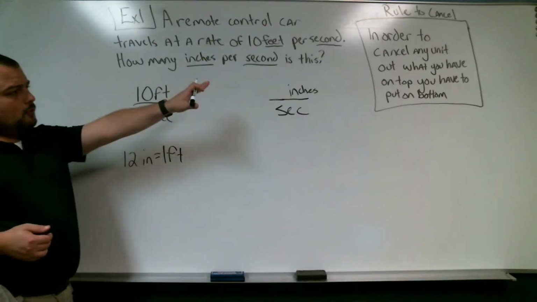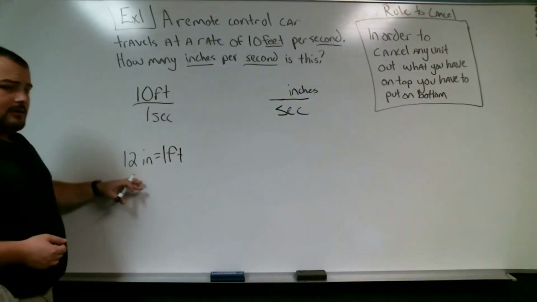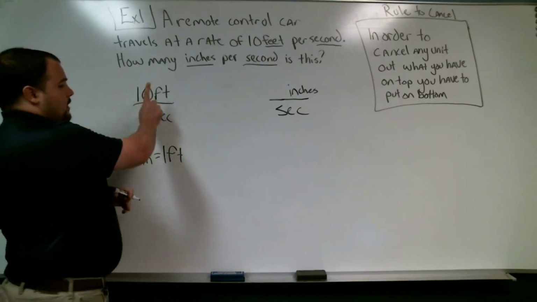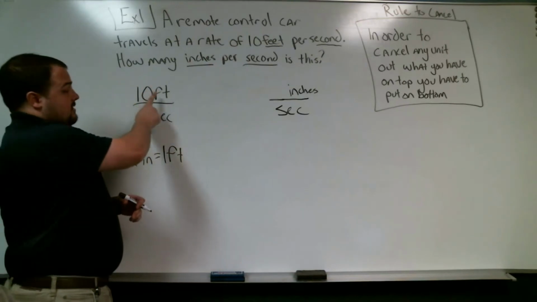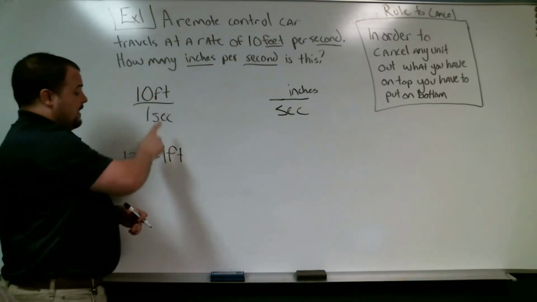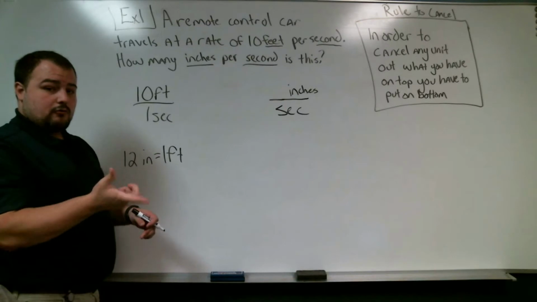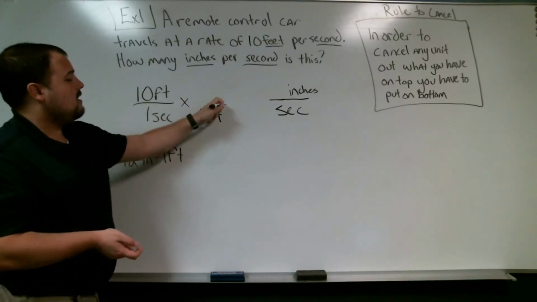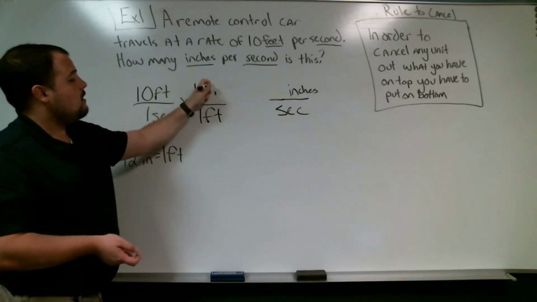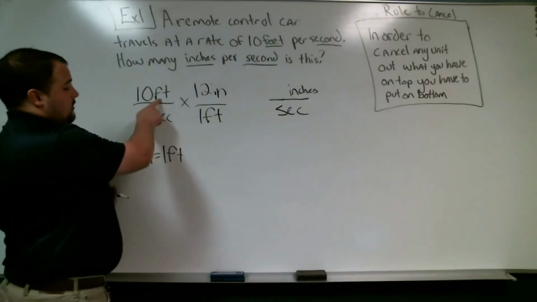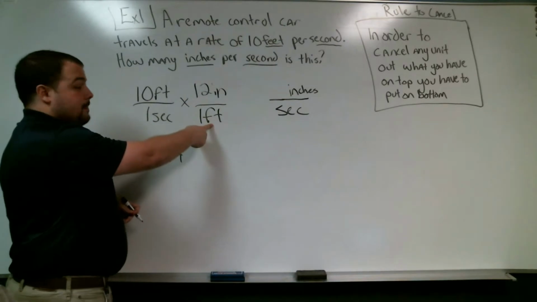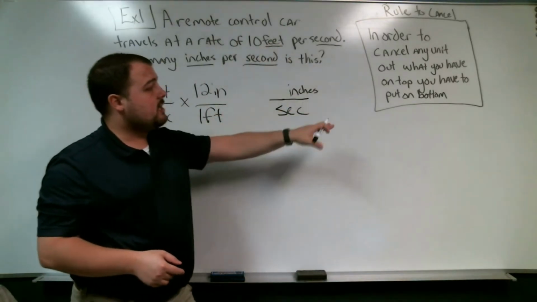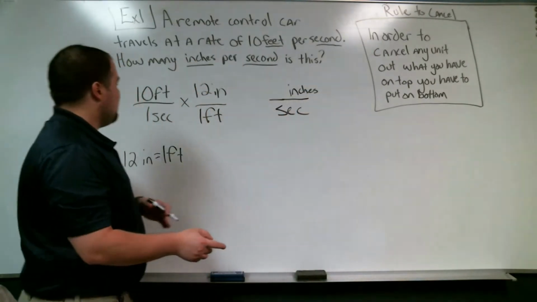So what that rule over there on the right actually means is I'm going to rewrite this as a fraction. If I want to cancel something out, whatever I have on top, I have to take this information and rewrite it as a fraction where that unit that's on top is now on the bottom. So this is what that rule means. In order to cancel any unit out, what you have on top, you have to have on bottom.